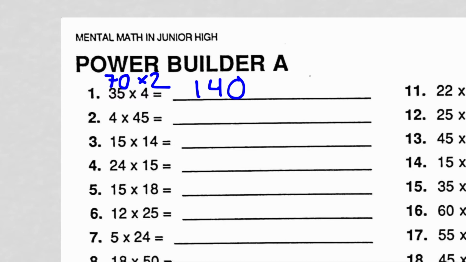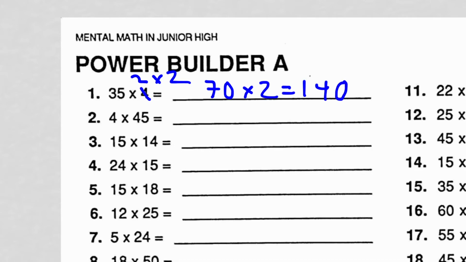We also did a strategy where you use compatible pairs. Now what you could do here is break up the numbers to get compatible pairs. What I could do is break up 4 into 2 times 2 and make this into 35 times 2 times 2. Now it becomes very similar to the half and double. 35 times 2 is 70. And then that 70 times the remaining 2 is 140. So I want you to pick and choose what strategies you'll do on this page. Whatever you think will work best.